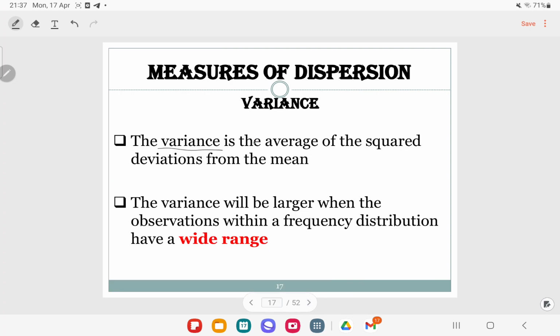The definition of the variance is the average of the squared deviation from the mean. The variance will be larger when the observations within a frequency distribution have a wide range. So remember, your distribution is like this and your centered value is this, so the variance is the dispersion or the variability of the distribution. We want to get this value to represent the variance value.